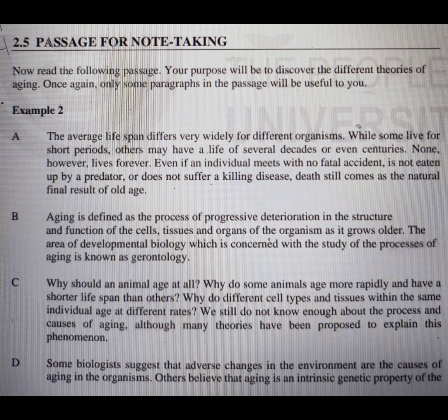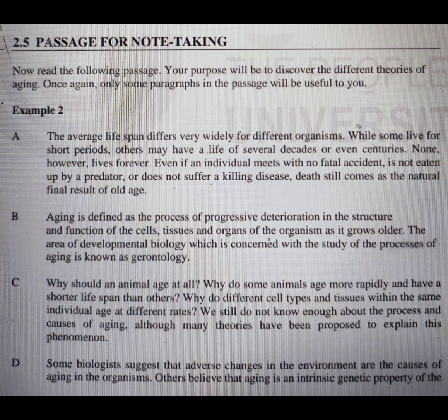Example 2. A. The average lifespan differs very widely for different organisms. While some live for short periods, others may have a life of several decades or even centuries. None, however, lives forever. Even if an individual meets with no fatal accident, is not eaten up by a predator, or does not suffer a killing disease, death still comes as the natural final result of old age.